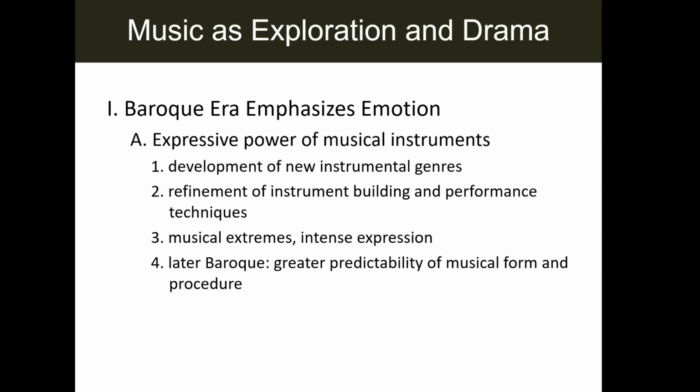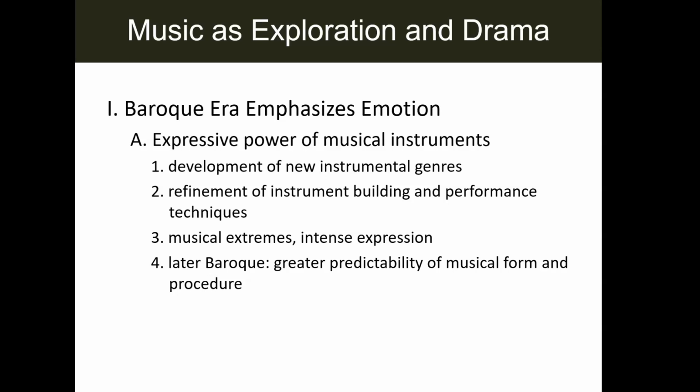One of the things that made that possible was the refinement of the building of the instruments and also the refinement of performance techniques. So musicians were able to perform more precisely and more elaborately. And that also brought with it some new extremes in music. They wanted more intense expression, and they used all of the means available to them to express emotion in music: dynamics and different contrasts, key changes, chromaticism, dissonance and consonance, things like that.